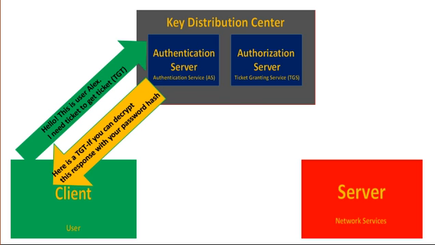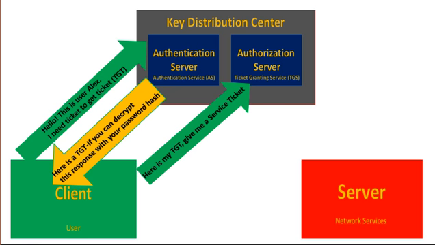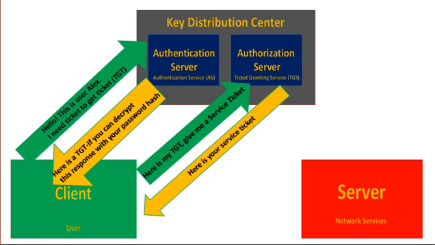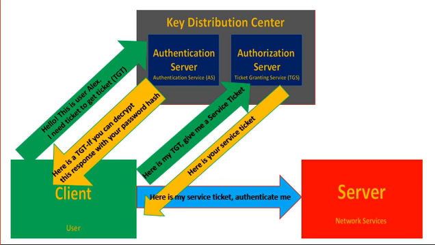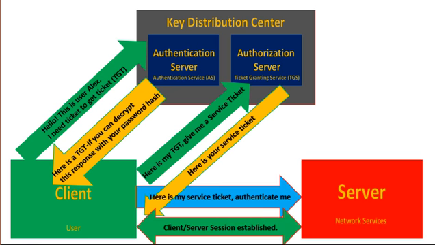Using that TGT, I will request a service ticket from the authorization server. The authorization server will offer a service ticket. After proper verification using the password, using the service ticket, the request will go to the server to authenticate me. Once the authentication is successful, the client-server session will be established. Now, the client will be able to access the network services successfully.